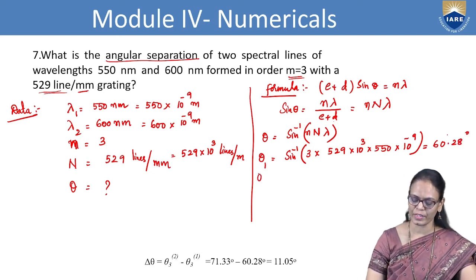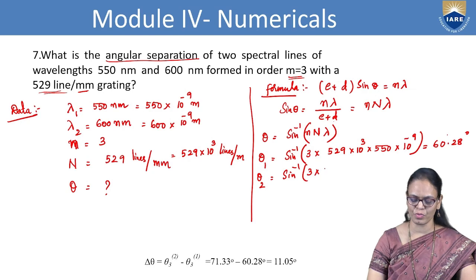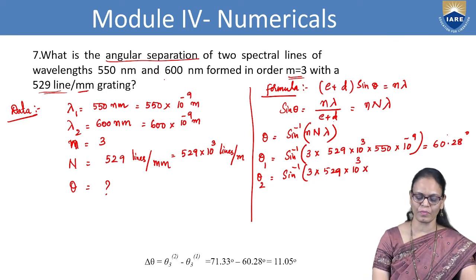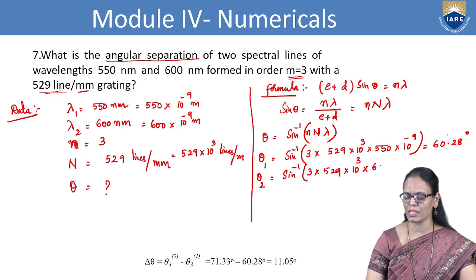Now let us find theta 2. Sin inverse 3 into 529. Order remains the same. Number of lines on the grating remains the same. Only thing varying is the wavelength. So the wavelength now is 600. So 600 into 10 power minus 9. So this gives us 71.33 degree.